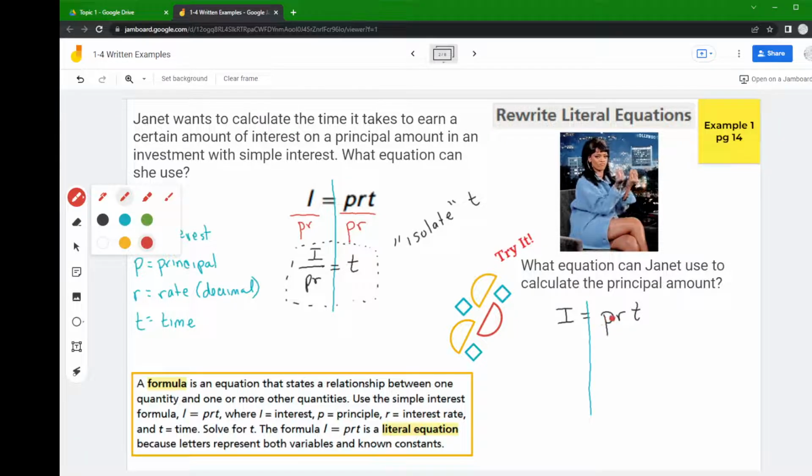So to undo that multiplication, I'm going to use the inverse operation, which is division. And I'm dividing by the things that are not P. So when I do that, I get I divided by R times T is equal to P.